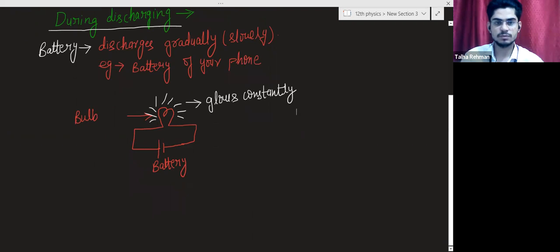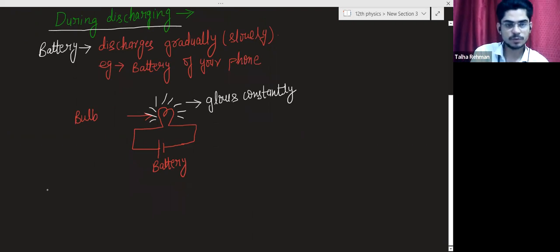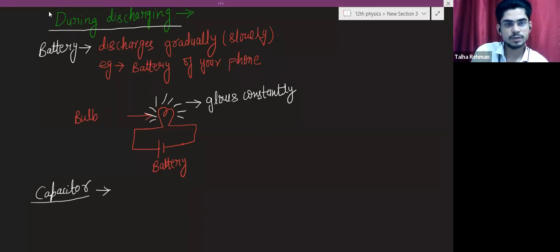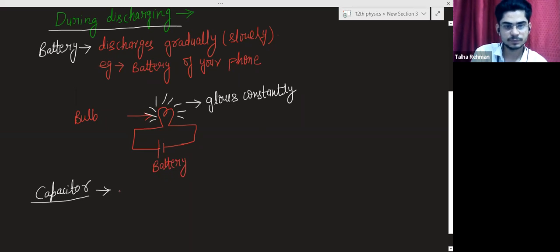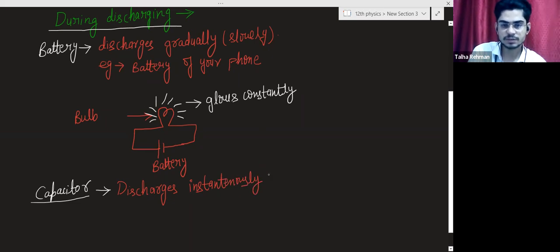But now, if I talk about the capacitor, the capacitor discharges instantaneously, or you can say within a fraction of a second.